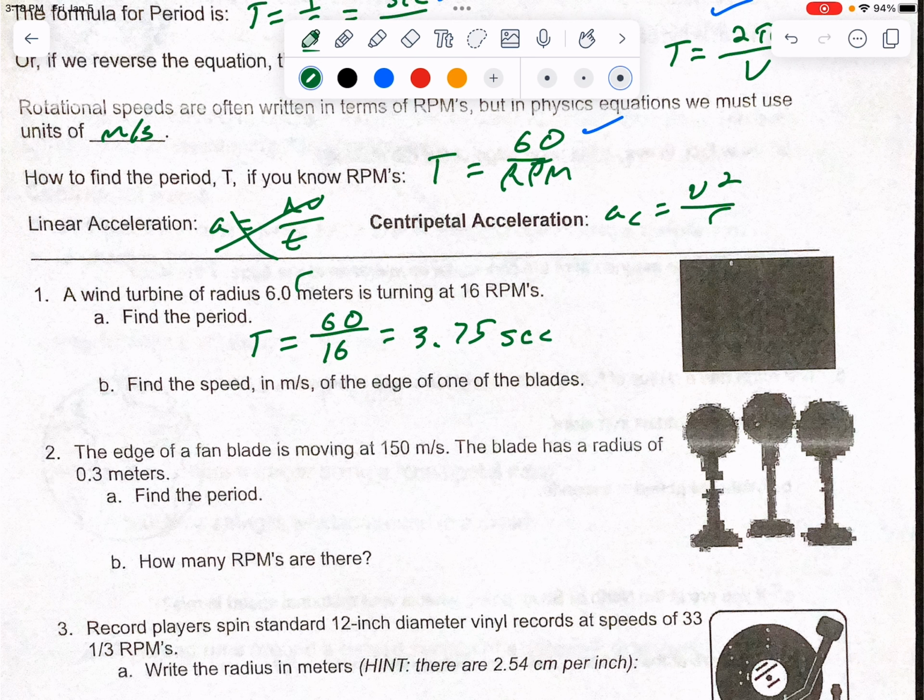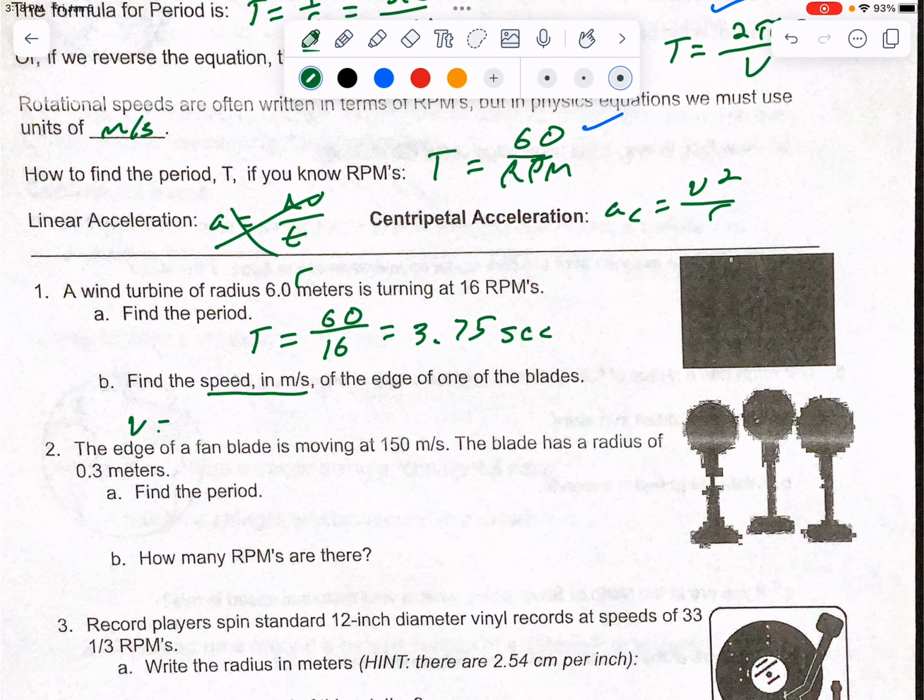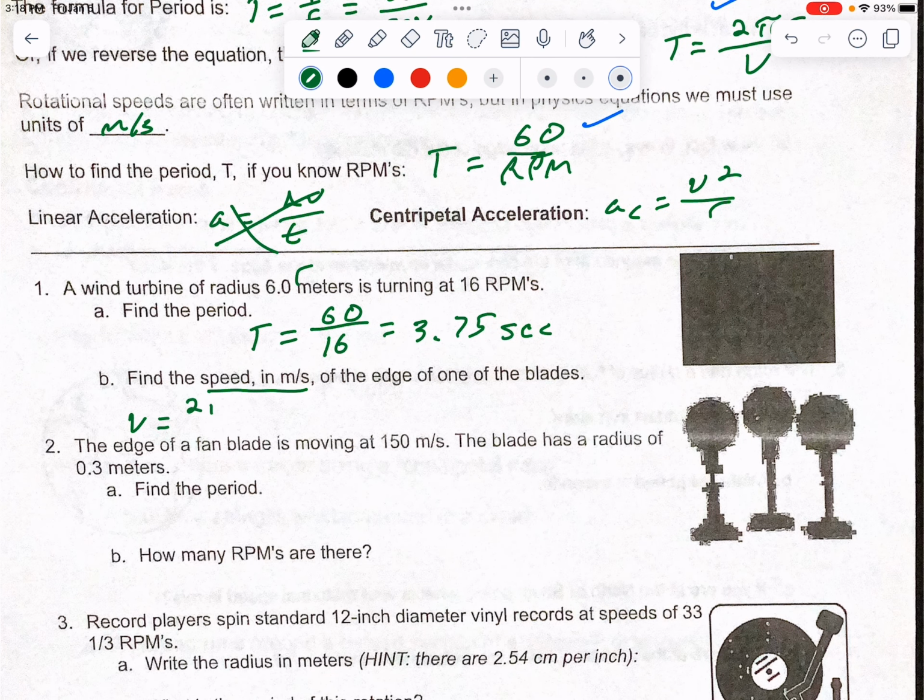B, find the speed in meters per second of the edge of one of the blades. So remember, you've got to know that speed is velocity, that is not acceleration. So you're just going to do V equals 2 pi r over T. So 2 pi times my R, which is 6, all over my T, which is 3.75.